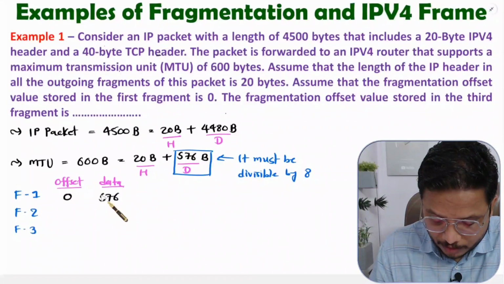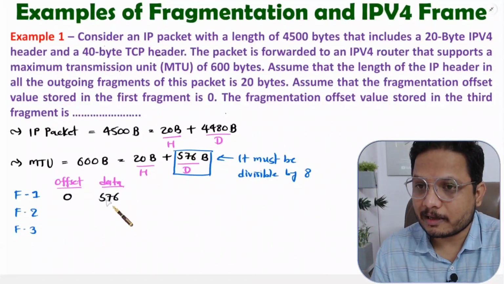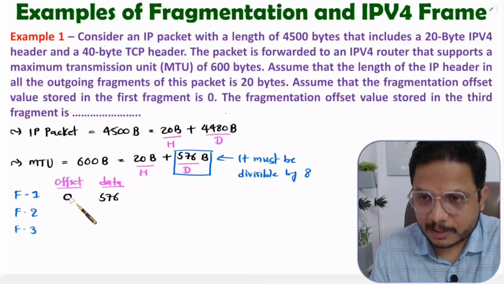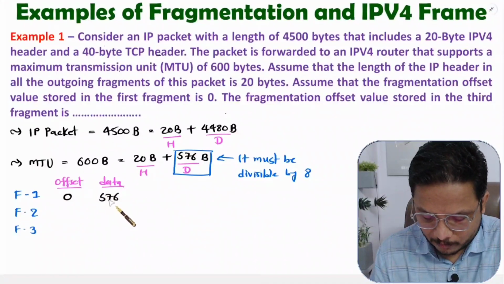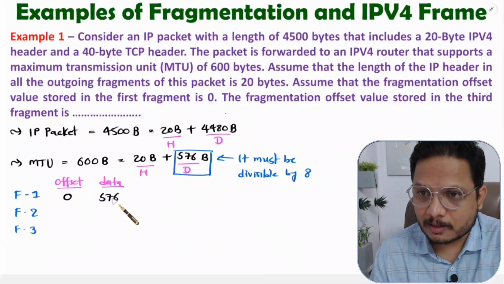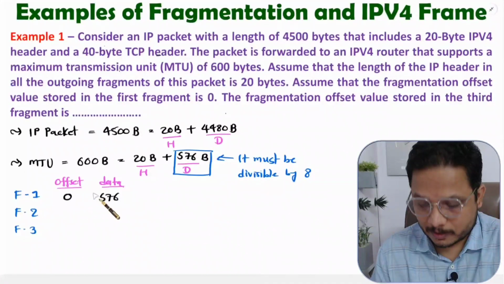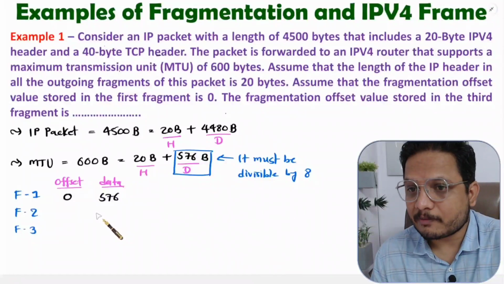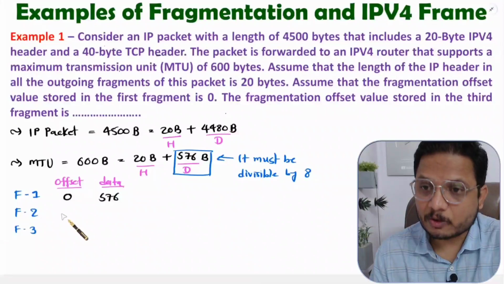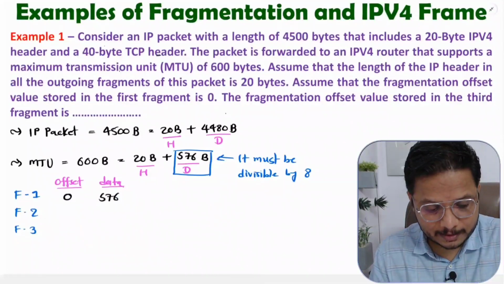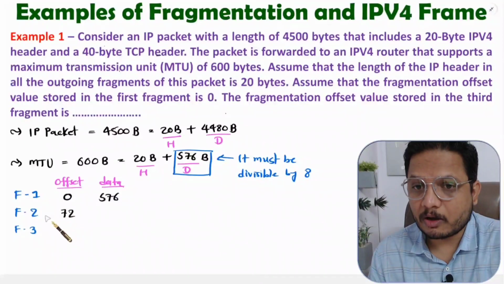Now when you have the second fragment, there will be an offset because of this data. Offset 0 means we are starting from the 0th byte. This is 576, so bytes 0 to 575 are available in fragment 1. The next data available will start from 576. So 576 divided by 8 will be the offset here. 576 divided by 8 is 72. So 72 is the offset of fragment 2.